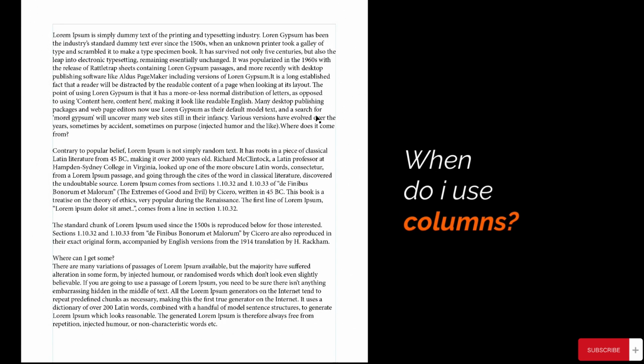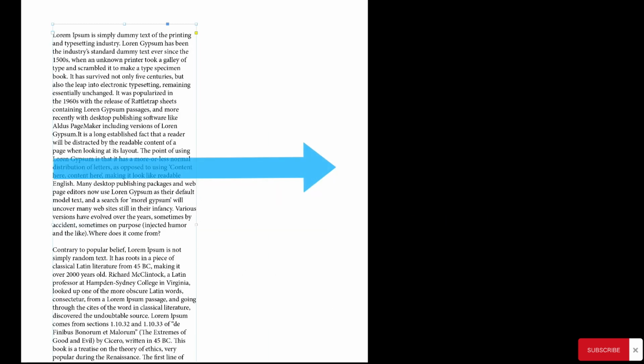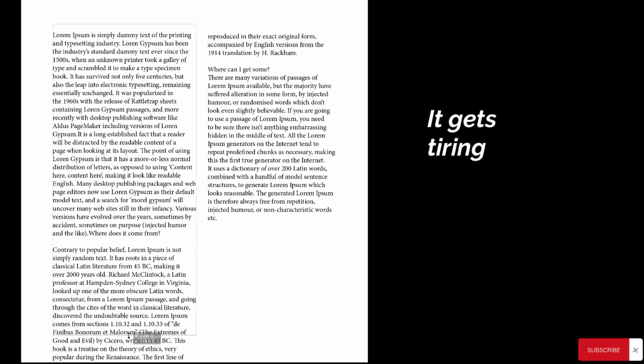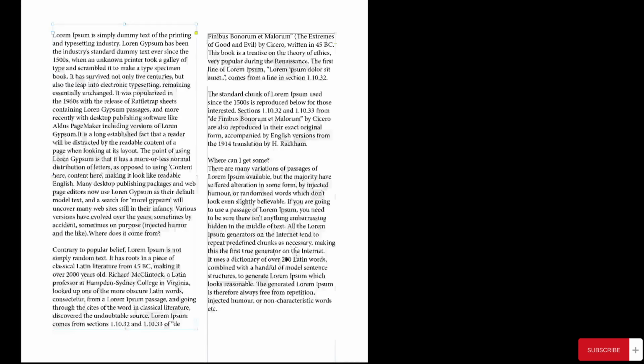When a large block of text stretches across the entire page, it can be hard to read. You do not want the reader to have to shift their eyes such long distances from left to right. It gets tiring. This is when the use of columns is very wise.